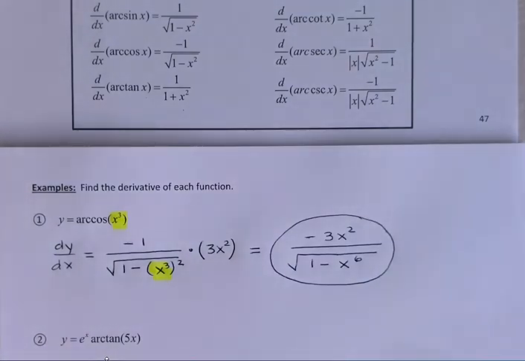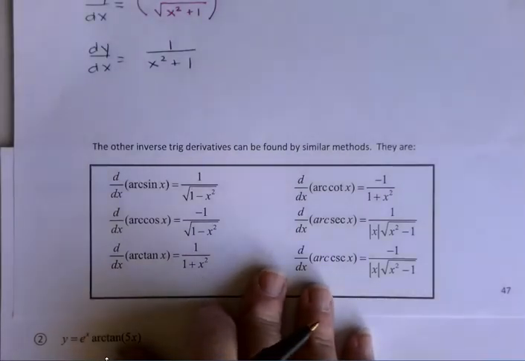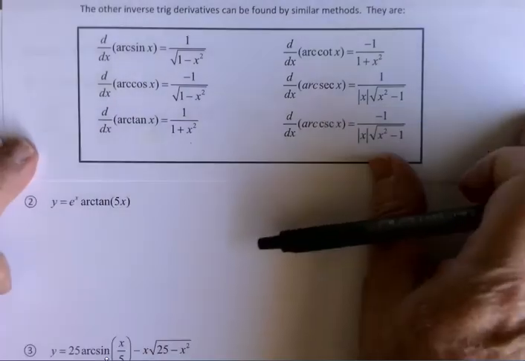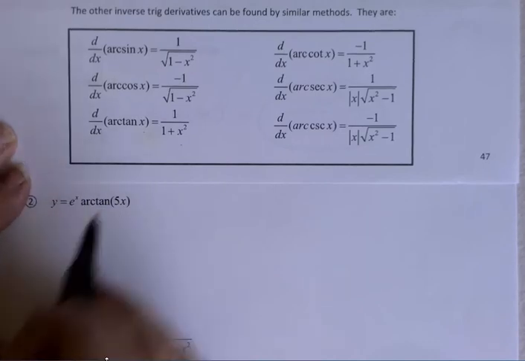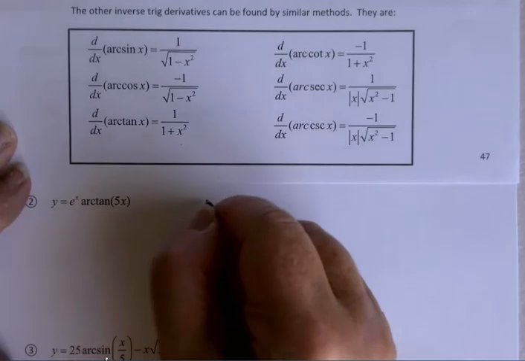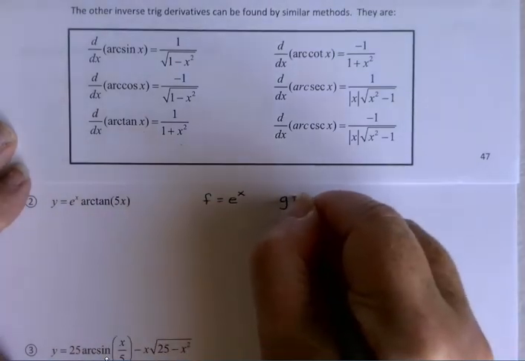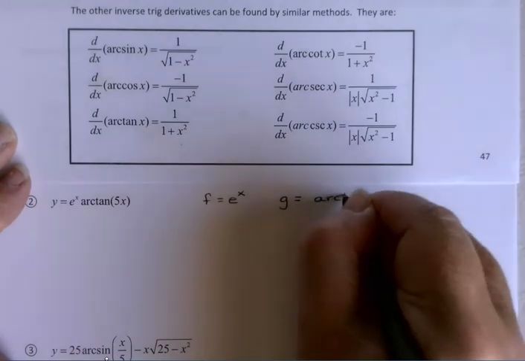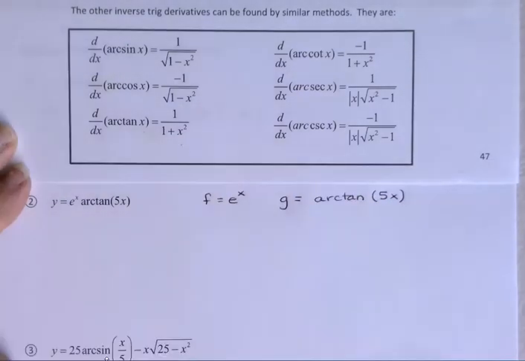All right, let's try another one. In number 2, we've got the derivative of e to the x arctangent 5x. So this is definitely a product. F would be e to the x, and g would be arctangent of 5x.